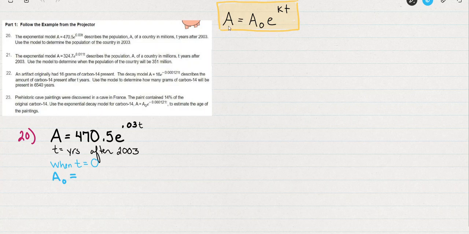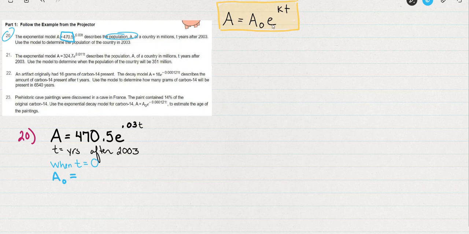Now in this formula, A is an amount. So for example, for number 20, the amount has to do with population. A sub 0, often read A naught, is going to be the initial amount. So at the start of whatever year we are in, the initial amount for number 20 is 470.5, and that's representing million, so 470.5 million.